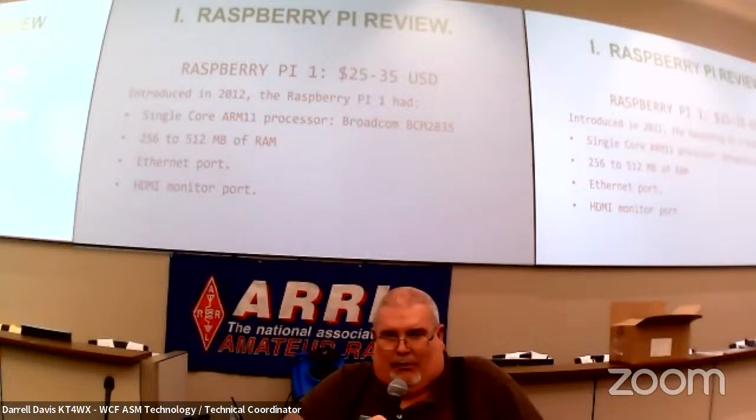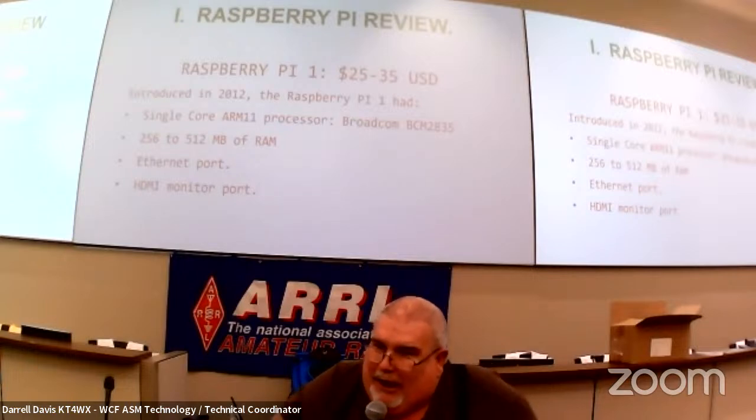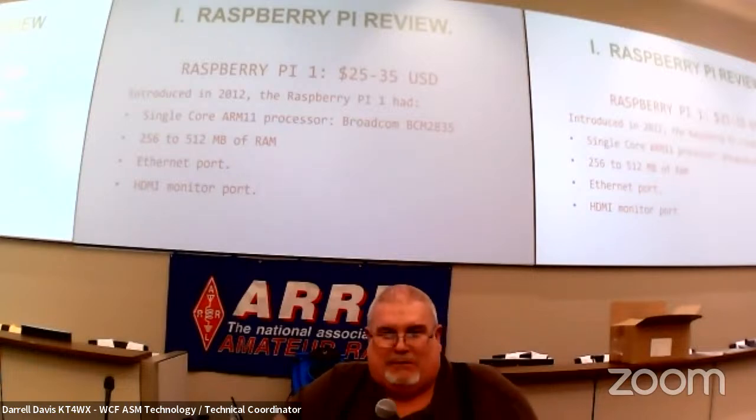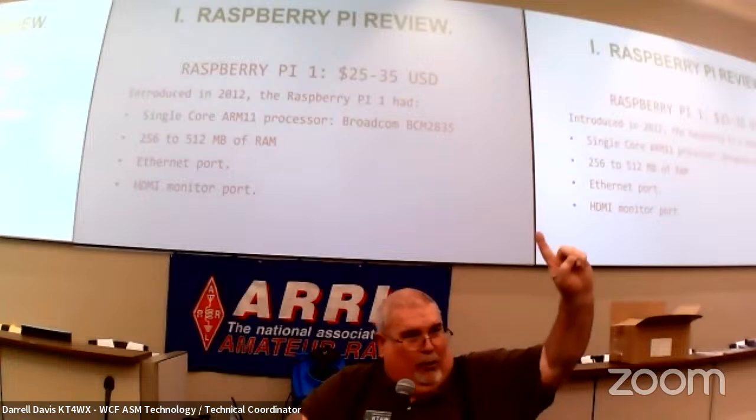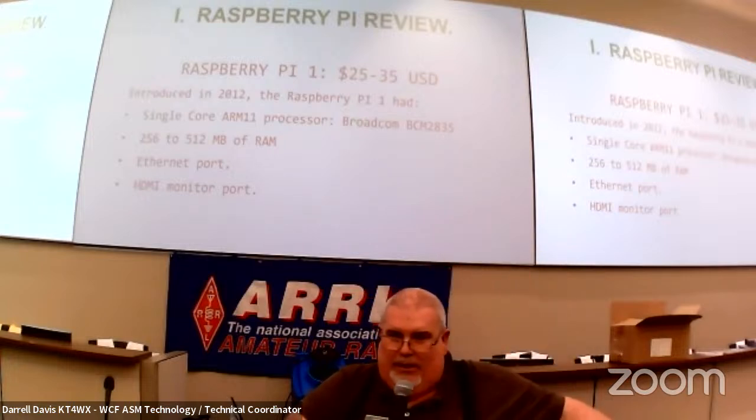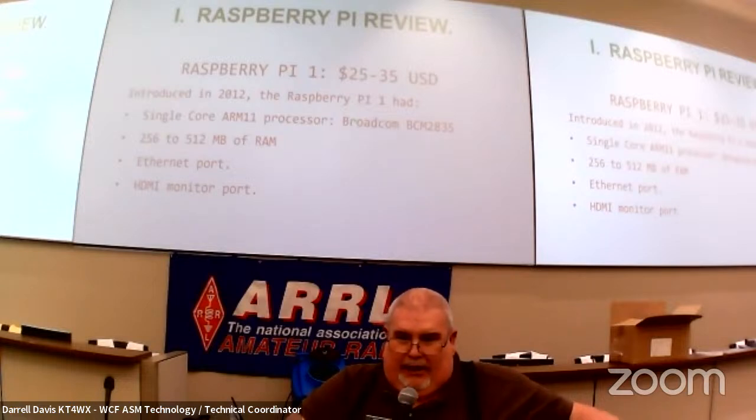Look at the capabilities that the Raspberry Pi 1 had. You could buy it without Ethernet for $25, or you could spend $35 for an Ethernet connector. It had a single core ARM11 processor. It only had one core, that was it. It had 256 to 512 megabytes of RAM, an Ethernet port and an HDMI port.